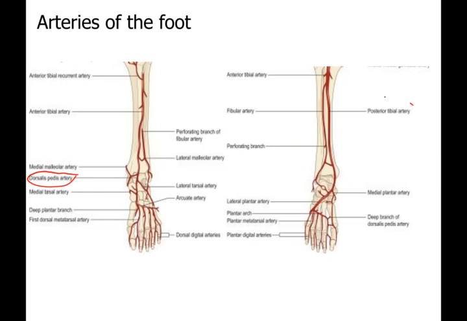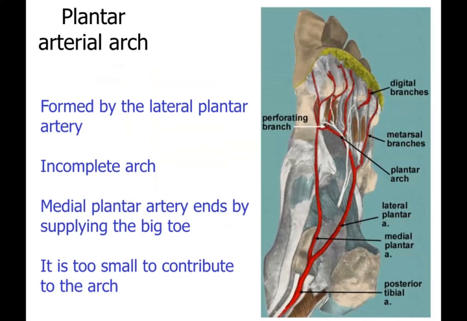Then on the other hand, the posterior tibial artery, coming through the posterior compartment, divides into a medial plantar artery and a lateral plantar artery. The medial one is a small one, the lateral one is the main one. So the lateral plantar artery forms the plantar arch here. Mostly it's an incomplete arch. Even though the medial plantar artery is there, it's too small to contribute to it. So it's from the lateral plantar artery that the plantar arterial arch is formed. Then you get the digital branches as in the upper limb. So this is a nice diagram of that. This is the lateral plantar artery, a branch of the posterior tibial artery, forming the plantar arch. And the medial one is not big enough to contribute to it.